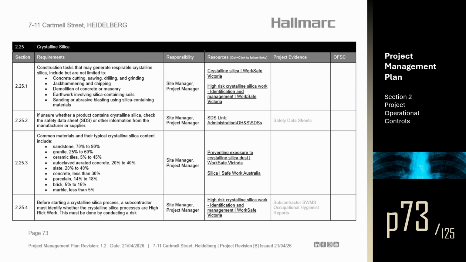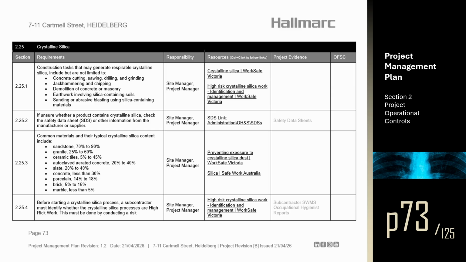Section 2.25.3. Common materials and their typical crystalline silica content include sandstone, 70 to 90%, granite, 25 to 60%, ceramic tiles, 5 to 45%, autoclaved aerated concrete, 20 to 40%, slate, 20 to 40%, concrete, less than 30%, porcelain, 14 to 18%, brick, 5 to 15%, marble, less than 5%.